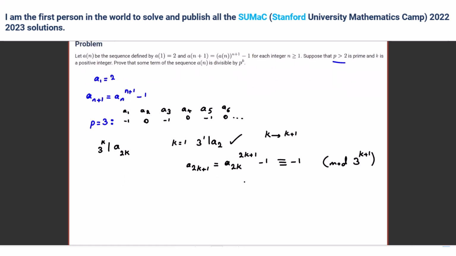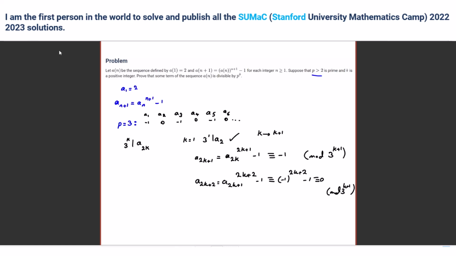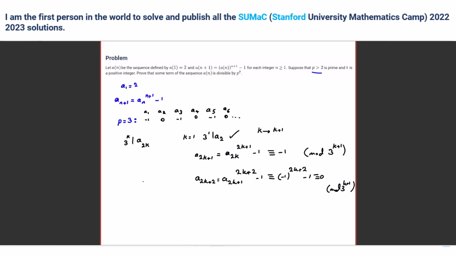Then we say, okay, and then a to the 2k plus 2 is going to be equal to minus 1 to the 2k plus 2, minus 1, which is equal to 0 mod 3 to the k plus 1. Exactly. Our solution was not this one, but good job, it is correct. You cannot generalize it to, for example, other primes, but that's correct. Now we should check what in the next step?